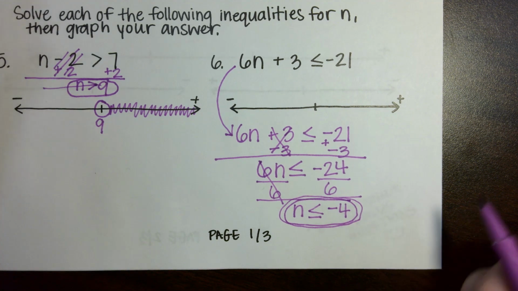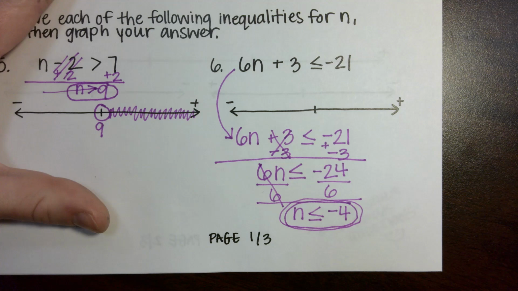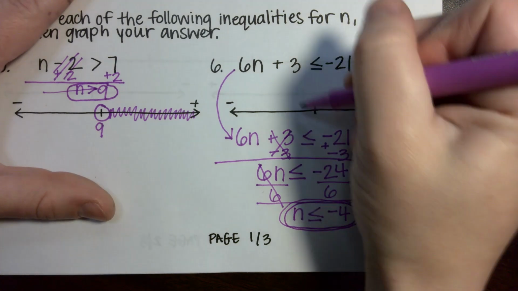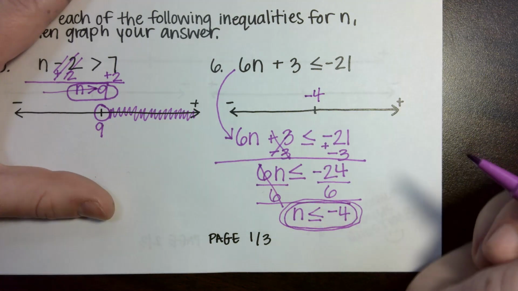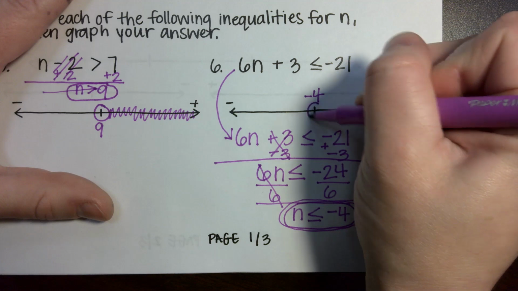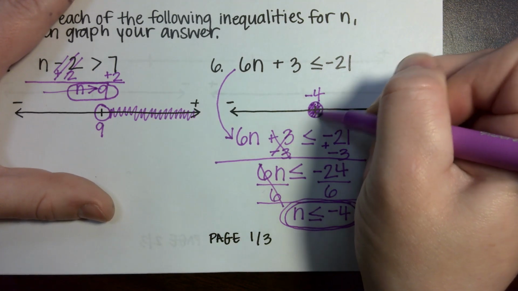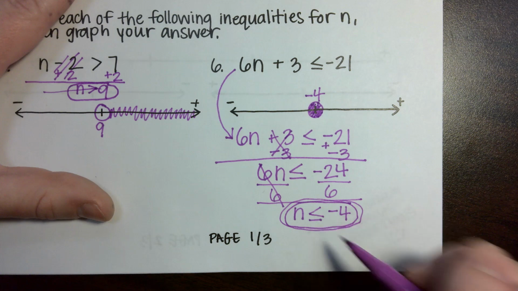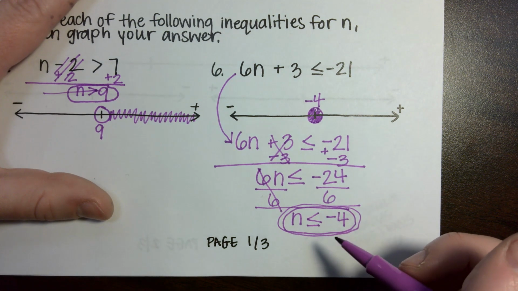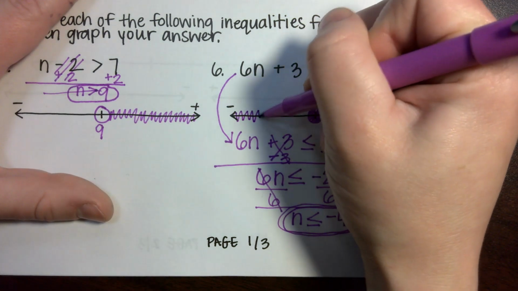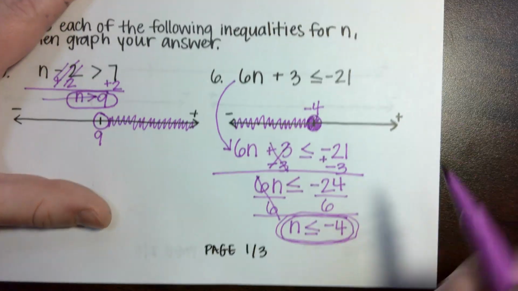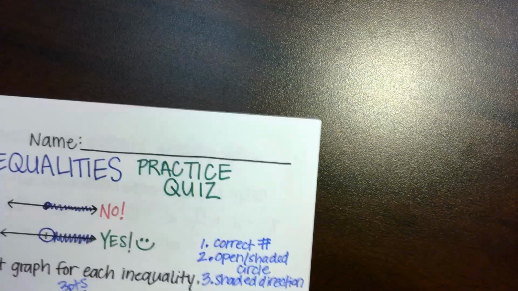So now let's move on to our graph. How am I going to graph this? Perfect, negative 4. Circle it. Shaded or open? Shaded, because it could be equal to, that's what our symbol tells us. What direction? To the left. Good job. All right, let's go to the next page.